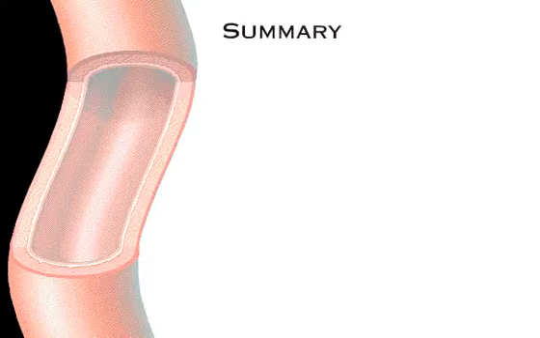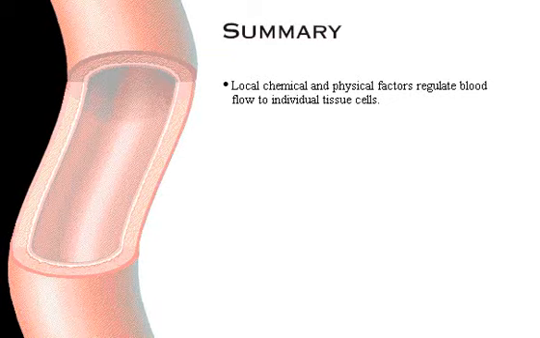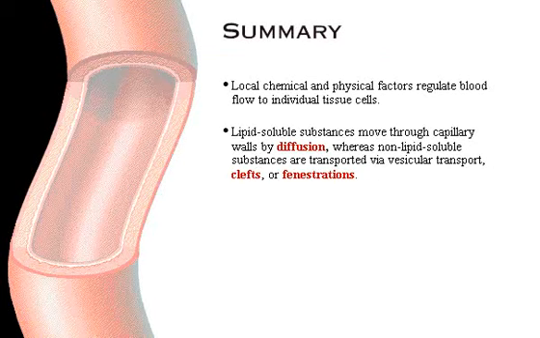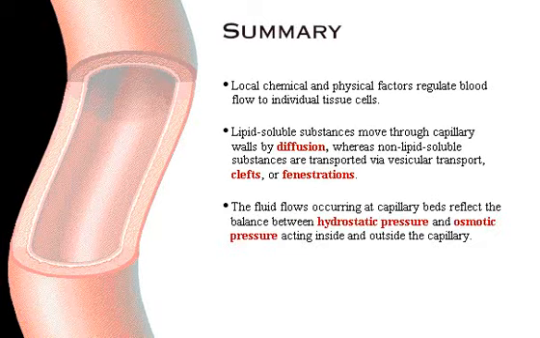Here's a summary of what we've covered. Local chemical and physical factors regulate blood flow to individual tissue cells. Lipid-soluble substances move through capillary walls by diffusion, whereas non-lipid-soluble substances are transported via vesicular transport, clefts, or fenestrations. The fluid flows occurring at capillary beds reflect the balance between hydrostatic and osmotic pressures acting inside and outside the capillary. To test your knowledge, click the quiz button to go to the self-quiz.